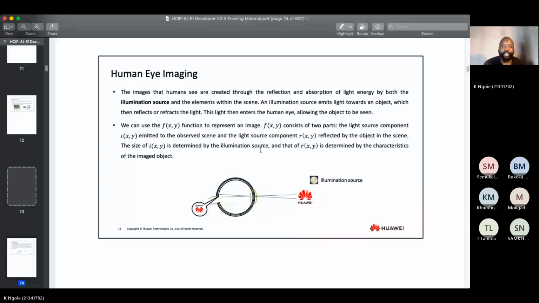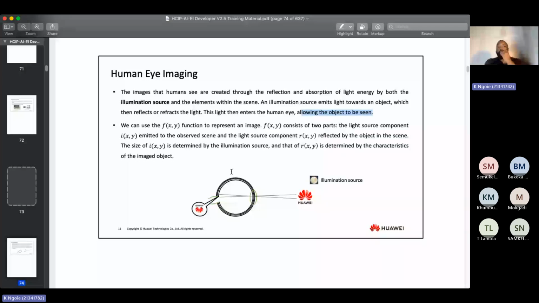So when we look at the light energy, which is identified by the eyes, the eyes detect that light reflected from a certain object, right? So that's how we are able to see. That's how the light will enter the human eyes, which will allow the object to be seen.